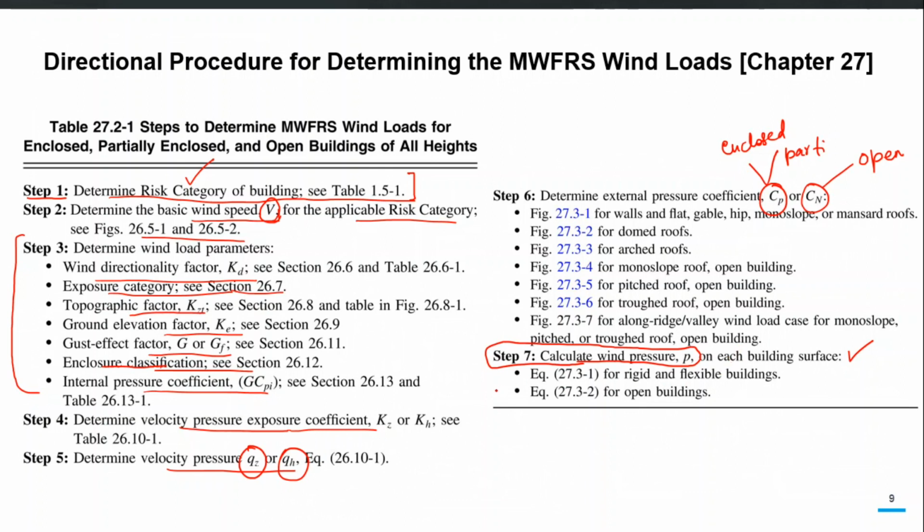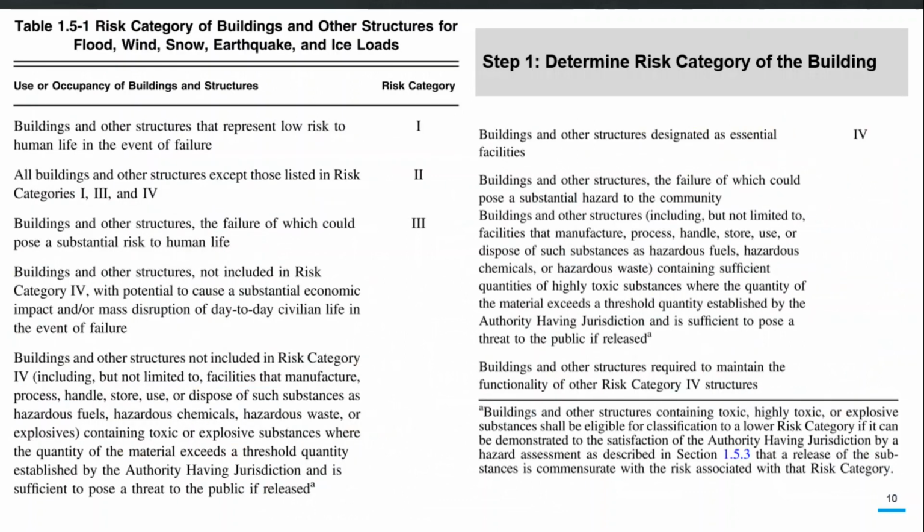So the left equation which I showed is for rigid and flexible buildings, and then the right equation which I showed is for open buildings, the simplified equation. So let's sweep through all of these steps quickly, because we also have to have a software demonstration for the same ASCE 7-16. So we'll see that we have to provide these coefficients using these tables and figures in that program, and it automates those two equations for us.